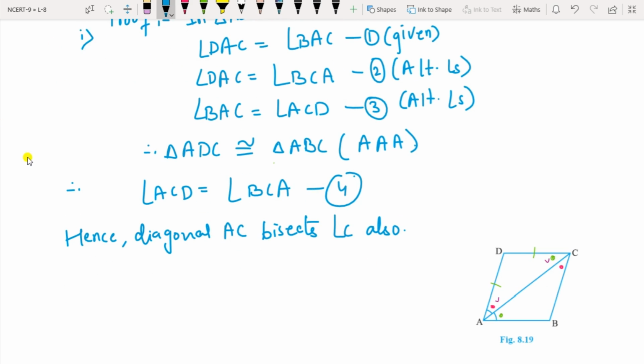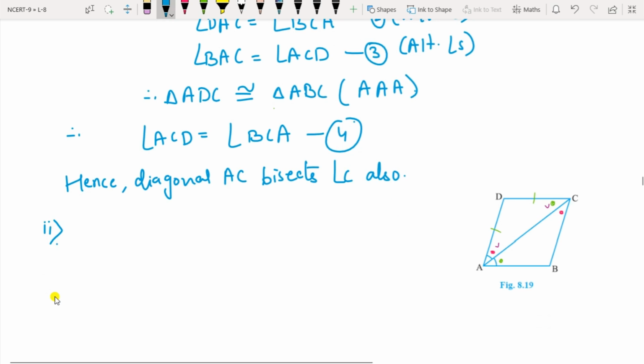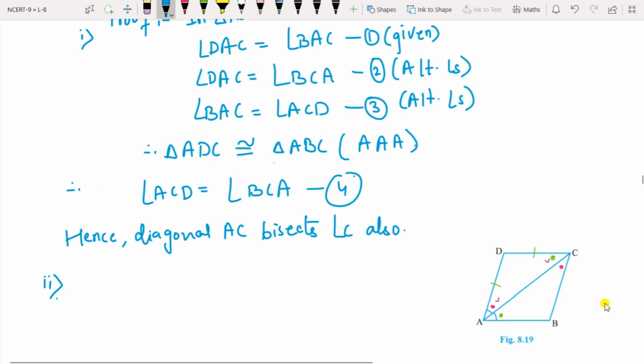Now the second one, that we have to prove it is a rhombus. To prove that it is a rhombus, we have to prove that the sides are equal. Since this is equal to this, and we have proved that this is also equal to this, all these angles are equal. Suppose this was 30 degrees and this is also 30 degrees. As this is alternate, this will be 30, and as this is alternate, this will be 30, so these two are also equal, so it becomes an isosceles triangle.